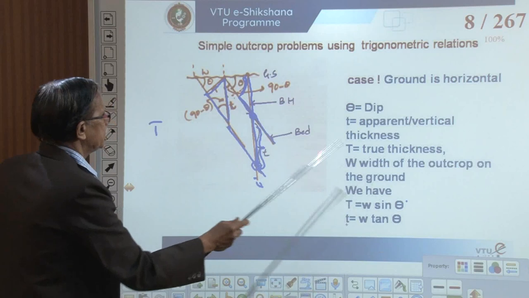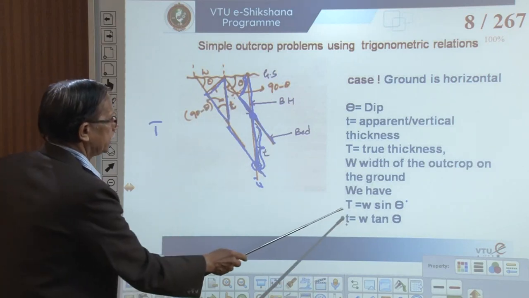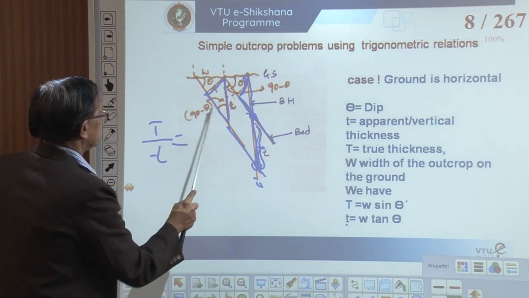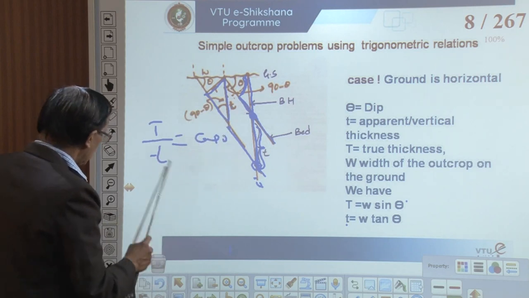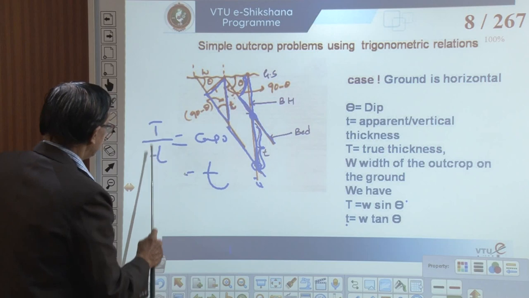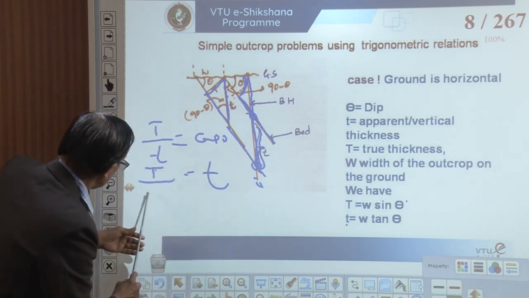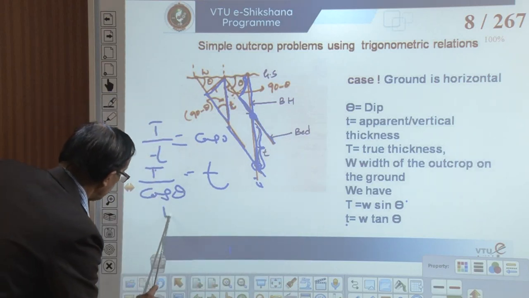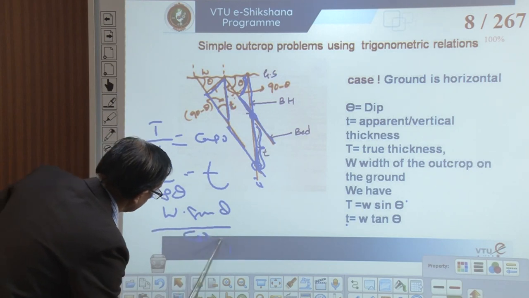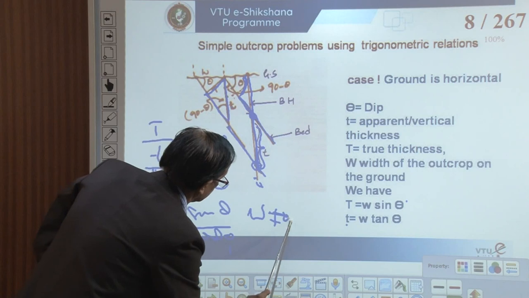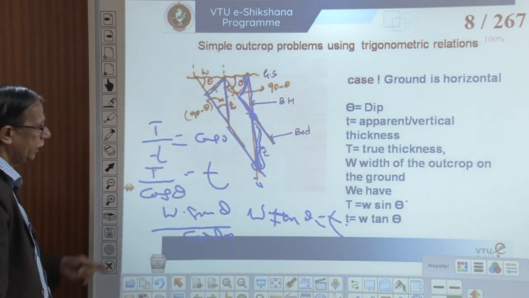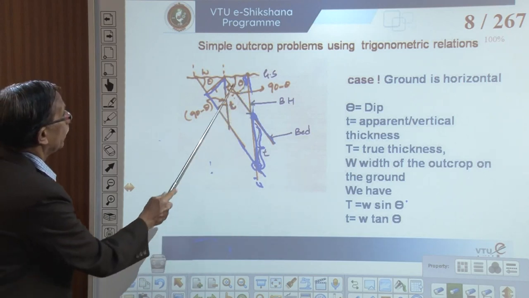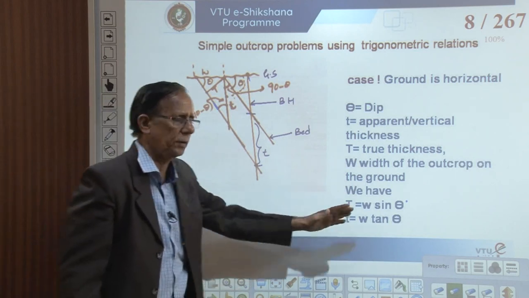I substituted the value of t here. This t I know, this t I know, t by t. And this t value I substitute. That is t upon t is equal to cos theta. So, now I want this t. Therefore, this t is t upon cos theta. Correct? Now you substitute the value of t, that is W sine theta divided by cos theta, which is equal to W tan theta, equal to small t. This is the relation we got. The same thing I have done here. This is a simple trigonometric relationship when the ground is horizontal.